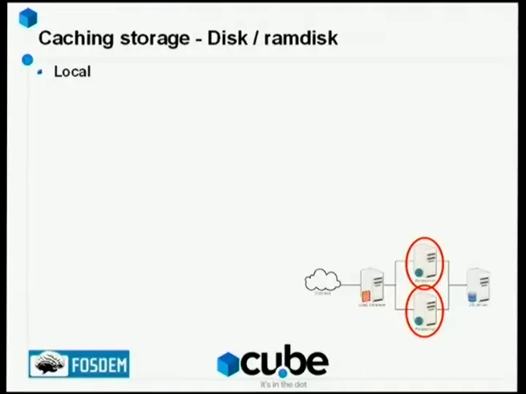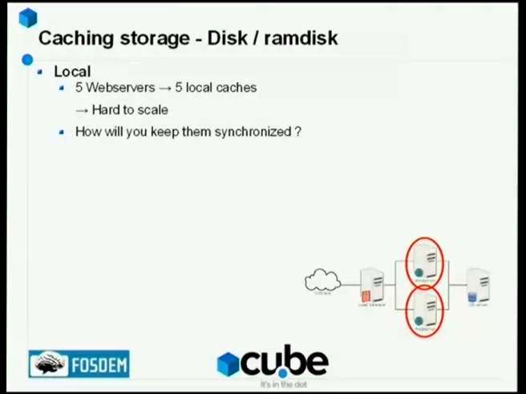Now, in any case, if you're using disk or ramdisk as a caching location, please remember you're storing it locally, which means if you have a couple of web servers, let's say 5 web servers, you have 5 local caches, meaning it's going to be pretty hard to scale. And the other problem is, how are you going to keep those caches synchronized? Please don't say on NFS or even worse, rsync.